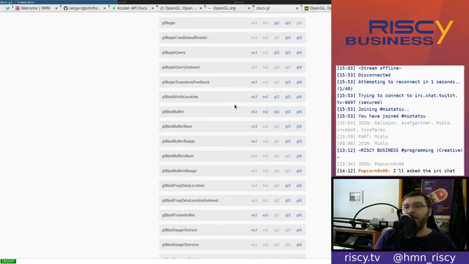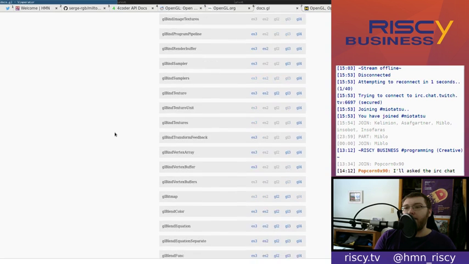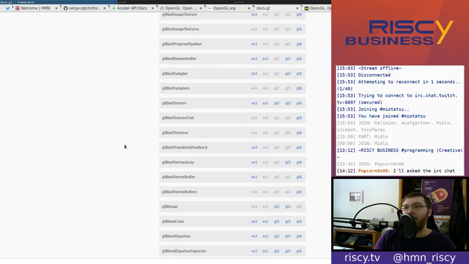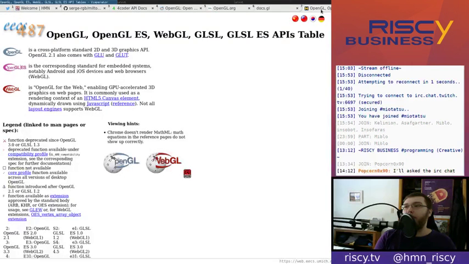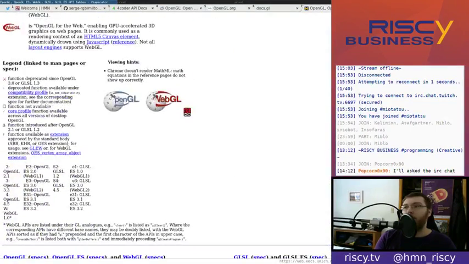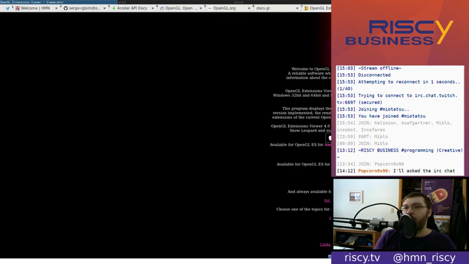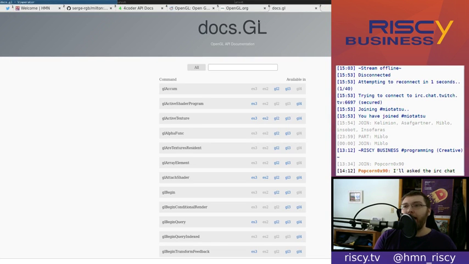Yeah, docs.gl. This is what I was thinking of. So you can search stuff. It has the commands. It tells you what it's available in. I think that's a nice reference. So we are going to use docs.gl as our OpenGL reference.